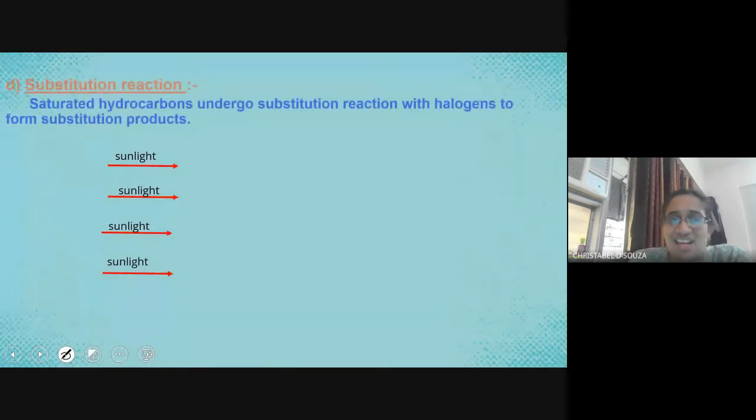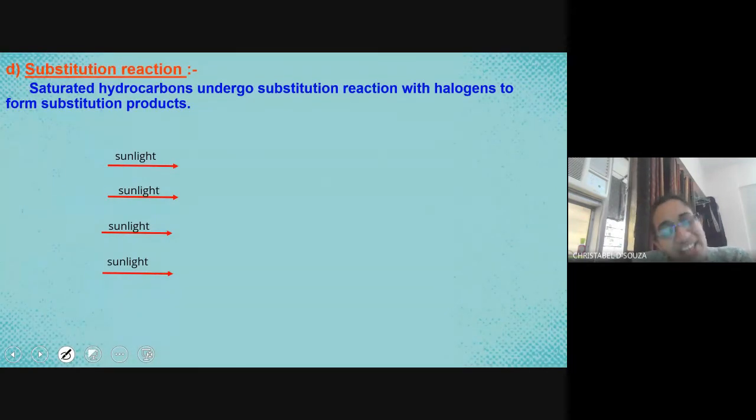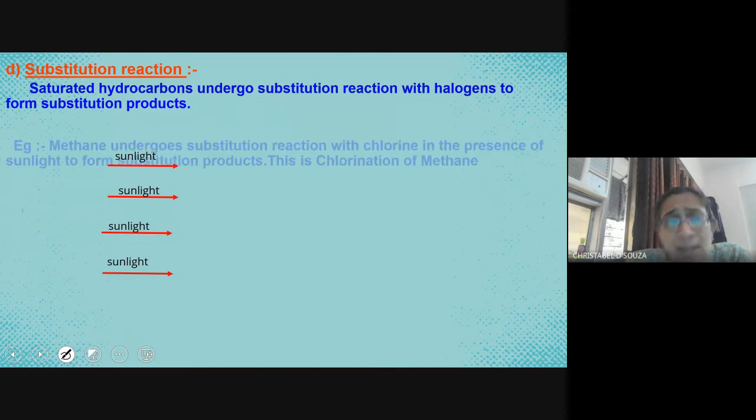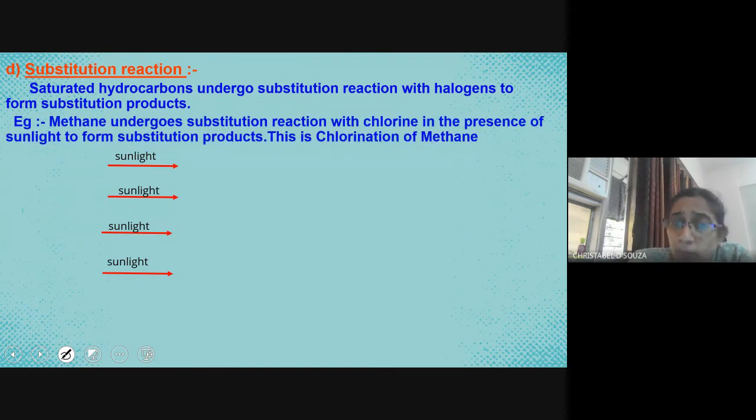The last reaction is the substitution reaction. Very, very simple, right? Saturated hydrocarbons undergo substitution reaction with the help of halogens to form substitution products. Now, what is the meaning of saturated hydrocarbons? The simplest saturated hydrocarbon is methane. What is the simplest saturated hydrocarbon? Methane, right? So, what happens to methane? See here with the chlorine.